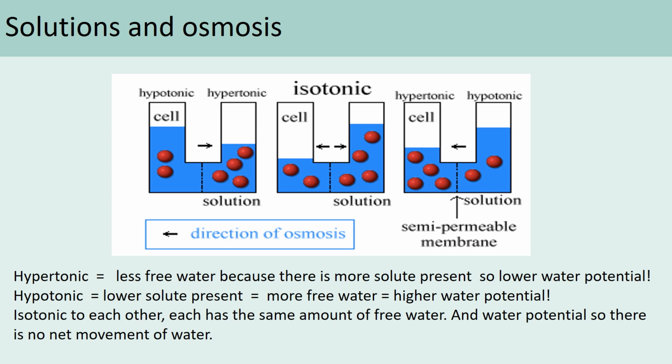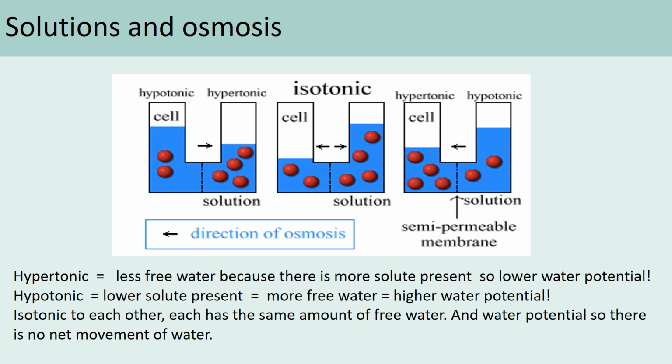So the one on the left is going from the left-hand side to the right-hand side. The one in the middle is going both ways at an equal amount. And on the right-hand side, it's going from the right to the left.